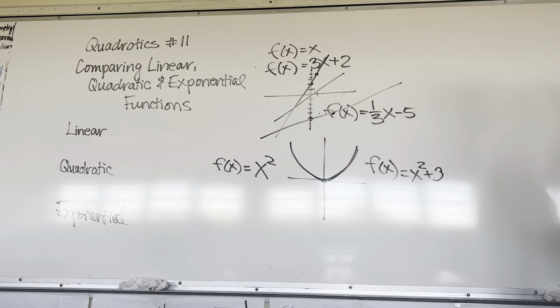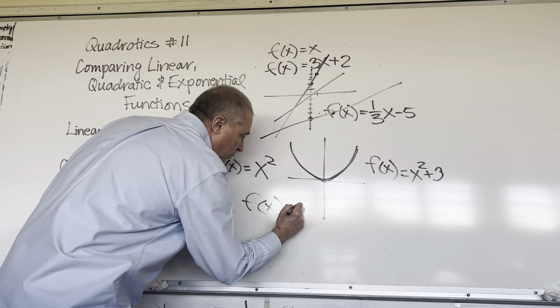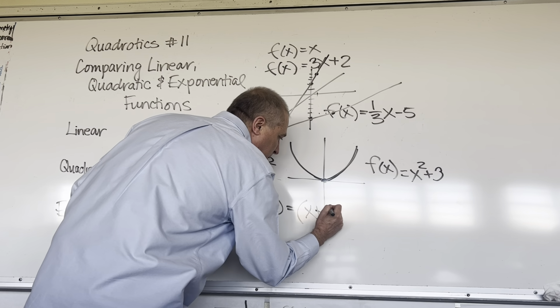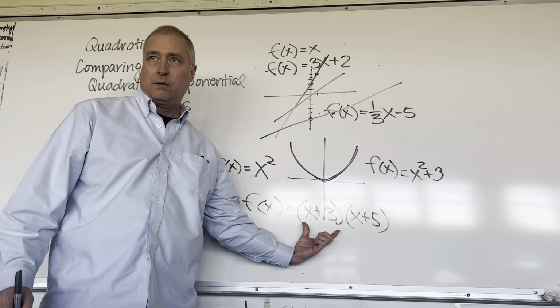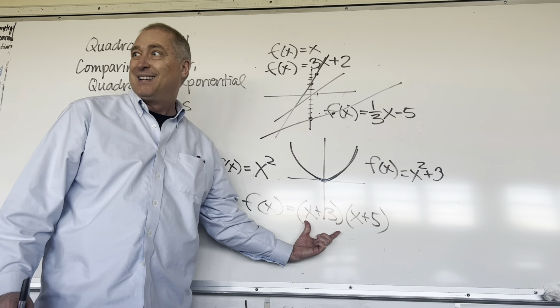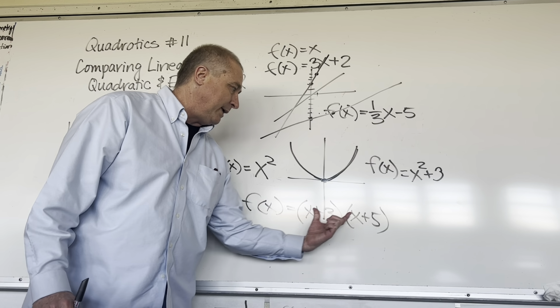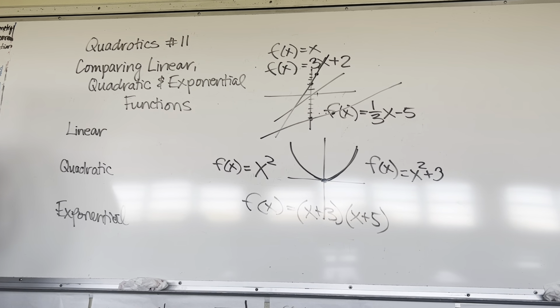Let's do a third one. What do I give you? Oh, I give you an interesting one. I give you f of x equals parentheses x plus 3 parentheses x plus 5. What's this called right here? It's a binomial. Everybody say binomial. This is one binomial times another. This is where the 4 multiplication steps come from.